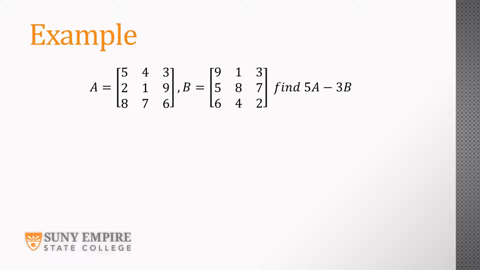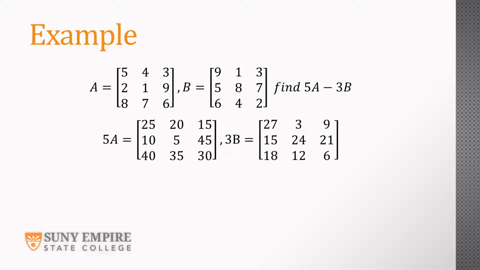Let's see an example. Suppose we have A equal to 5, 4, and 3, then 2, 1, and 9, then 8, 7, and 6. We also have matrix B equal to 9, 1, and 3, then 5, 8, and 7, then 6, 4, and 2. We want to find 5A minus 3B.